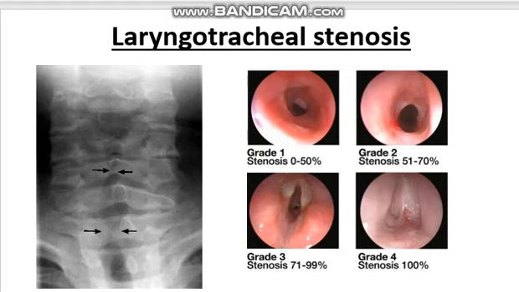A grade 1 is 0 to 50% obstructed. A grade 2 is 51 to 70% obstructed. A grade 3 is 71 to 99% obstructed. And a grade 4 is 100% obstructed.